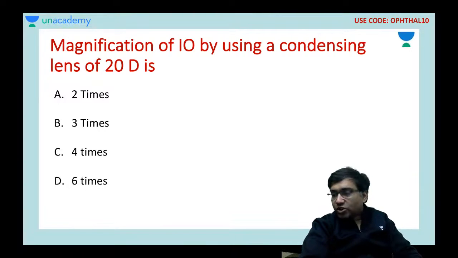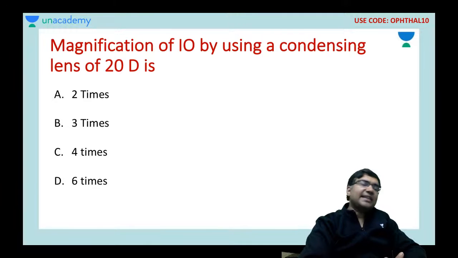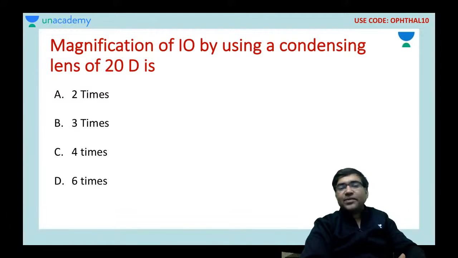So my last question for you is: magnification of indirect ophthalmoscope by using a condensing lens of 20 diopter is 2 times, 3 times, 4 times or 6 times. Try to answer in the comment section.